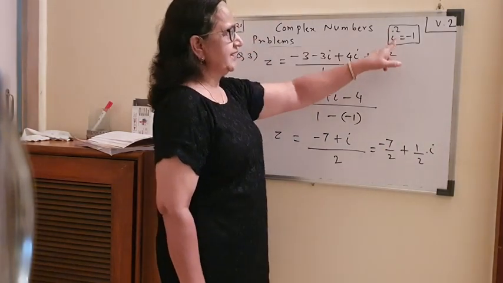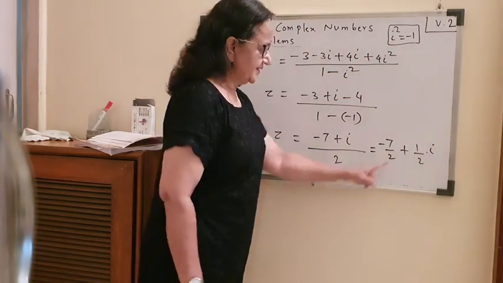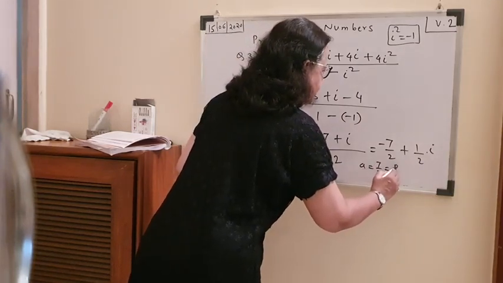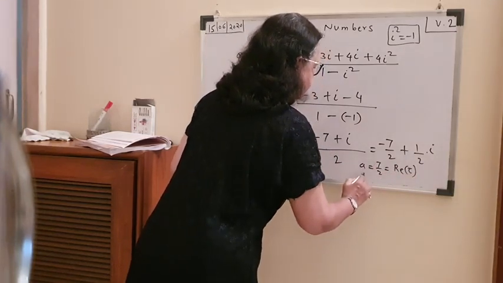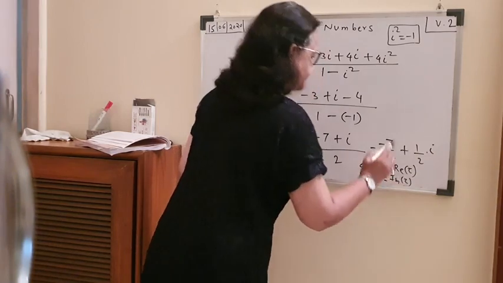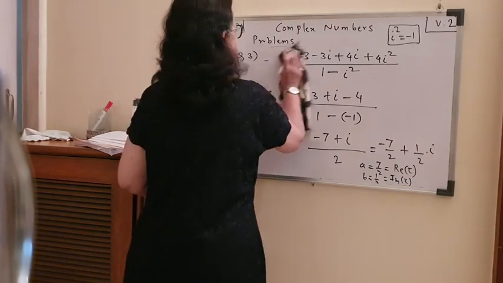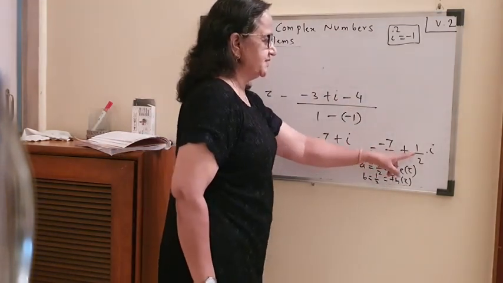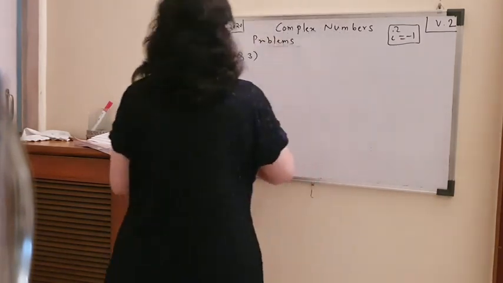Now this is of the type a plus ib. You can write below, a value 7 by 2, which is real part of z, and b value 1 by 2, which is imaginary part of z, and both are real numbers. So I express the final step in the form a plus ib. Okay, so this was the second one. Let's do one more. Number 3.